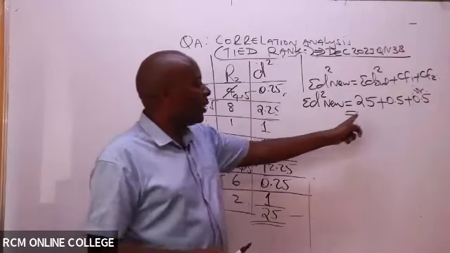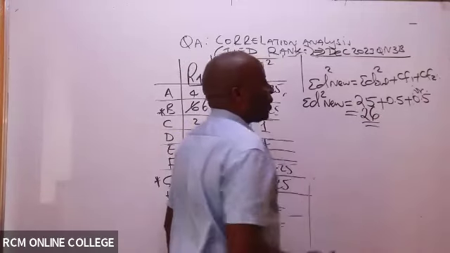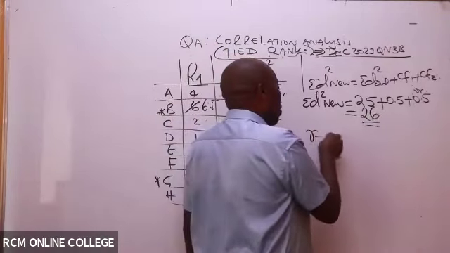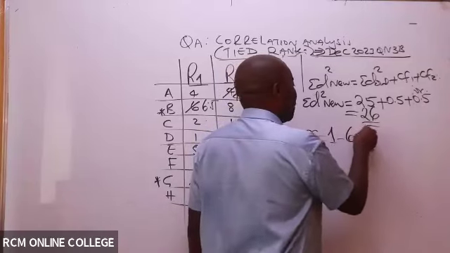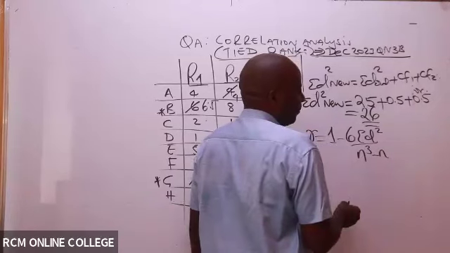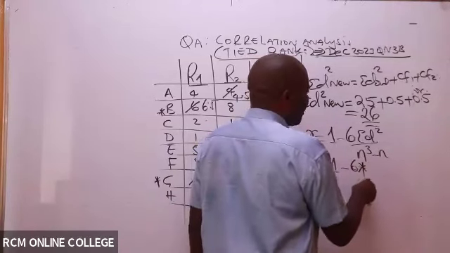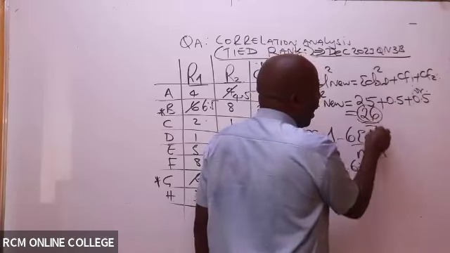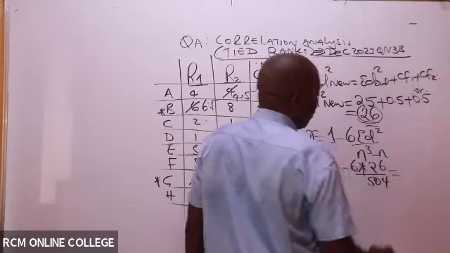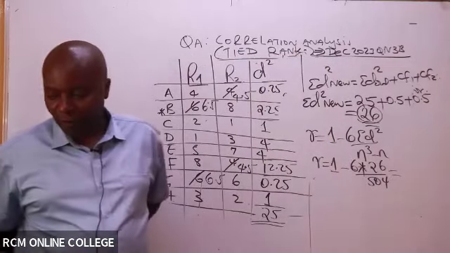So then can you kindly give me this answer? What is this 25 plus 1? This must be 26. Then come and give me my R. My correlation coefficient is 1 minus 6 sum of d squared, all over n cubed minus n. So my R here will be 1 minus 6 times the new sum of d squared, 26, all over 504.